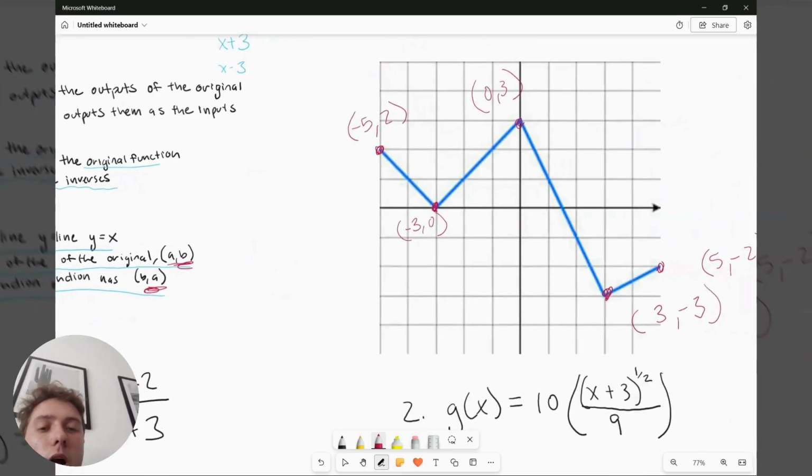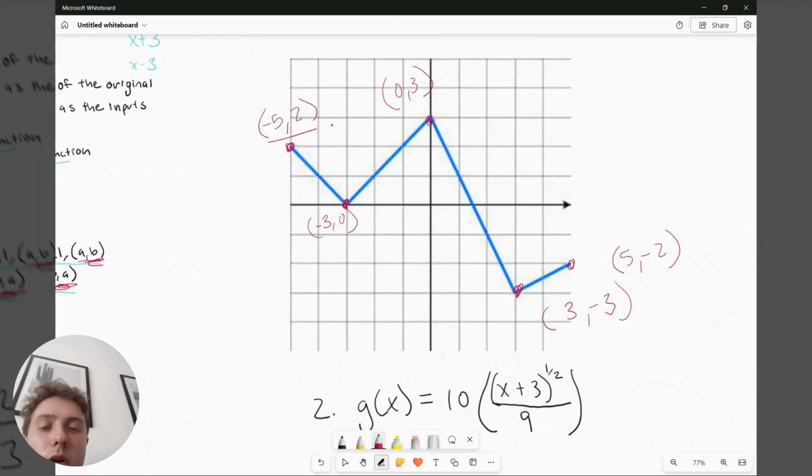So if I were to draw these then, maybe I take this first coordinate, -5, 2. That inverse would be 2, -5.